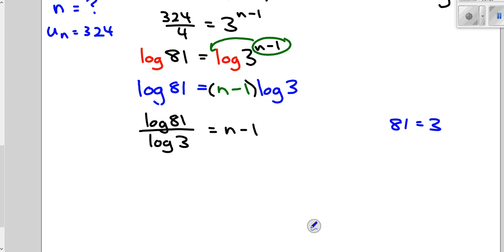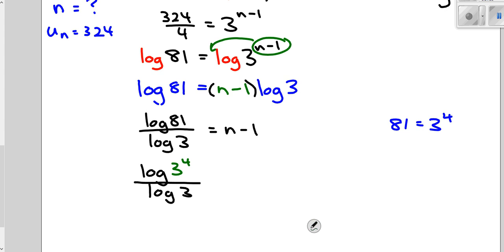3 times 27, close, that's 27. 3 to the power of 4. Yeah, 3 to the power of 4. So 81 happens to be 3 to the power of 4, because I'm just noticing if I change that to 3 to the power of 4, we're going to be able to times the 4 out the front and cancel off the log 3. So therefore log 3 to the 4 over log 3 equals n minus 1 still.